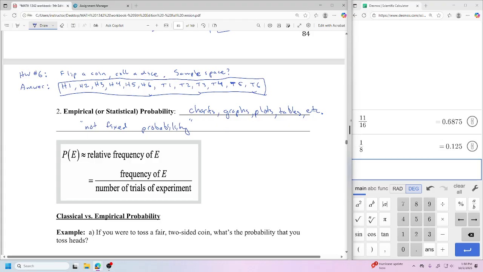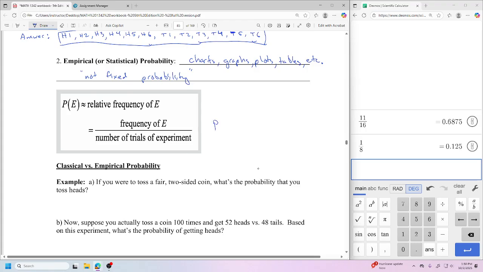So let me give you some other examples. Probability of raining. So it's not fixed. Batting averages, like for baseball and stuff like that. Probability of touchdowns or something like that. So like sports, things that change over time. Okay, so that's what we're looking at here.